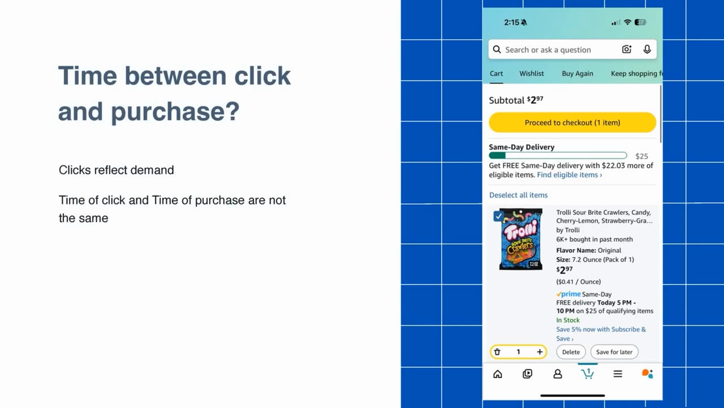A lot of customers add to cart and do cart building. As you can see, in order to get same day delivery, you need $25 in your cart. That's just one small example: someone could have clicked on your ad at 8 a.m., but maybe they waited to add more things to cart till later. So time of click and time of purchase are not the same. This has been a barrier for pretty much everyone.